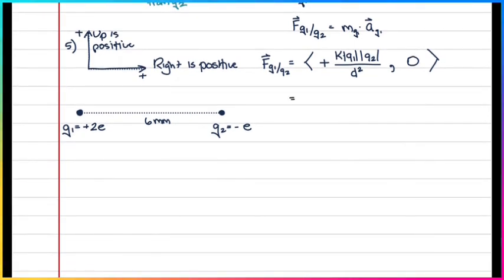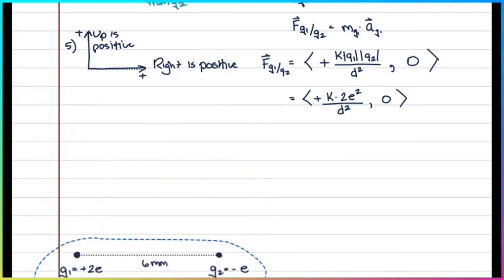And if I want to plug in, I know that it's k, and q1 is 2 times e, and then q2 is negative e, but in absolute value, so it's just e, so then that becomes e squared over d squared, comma 0, and it's plus. So it points to the right with that particular magnitude.